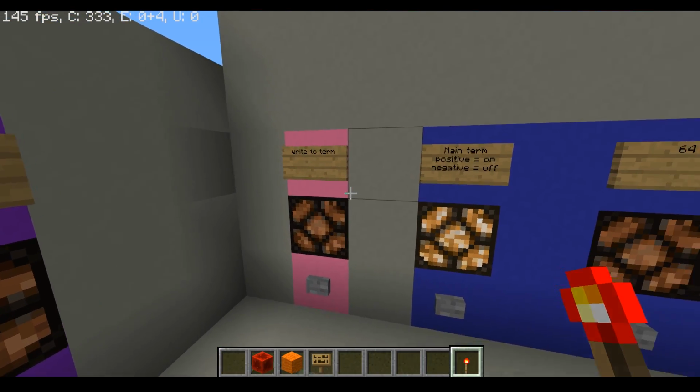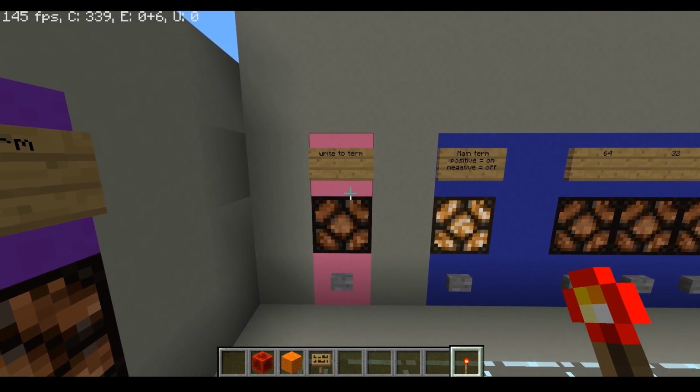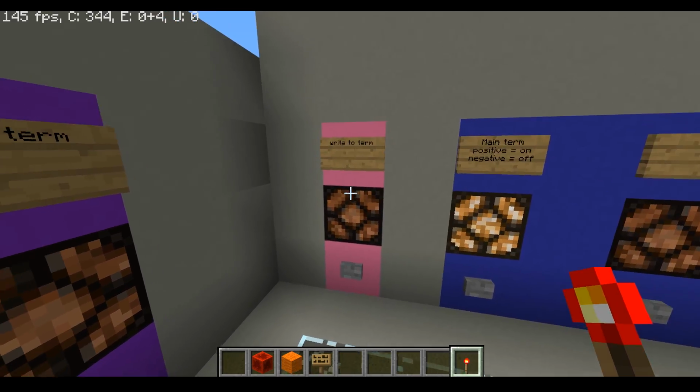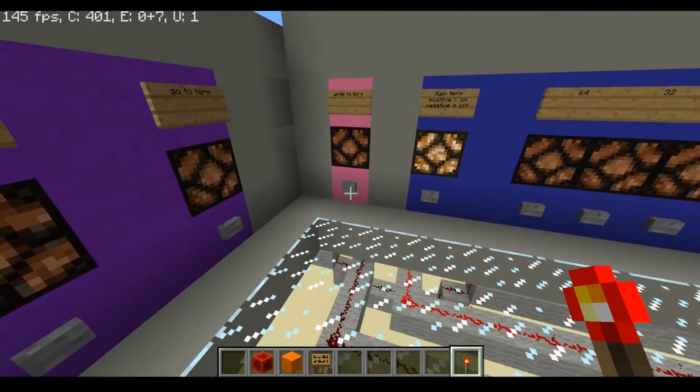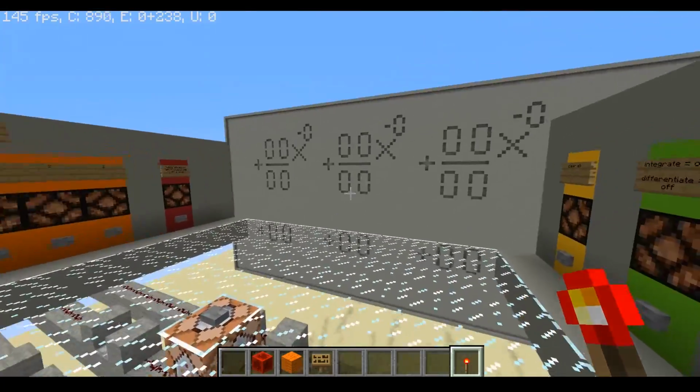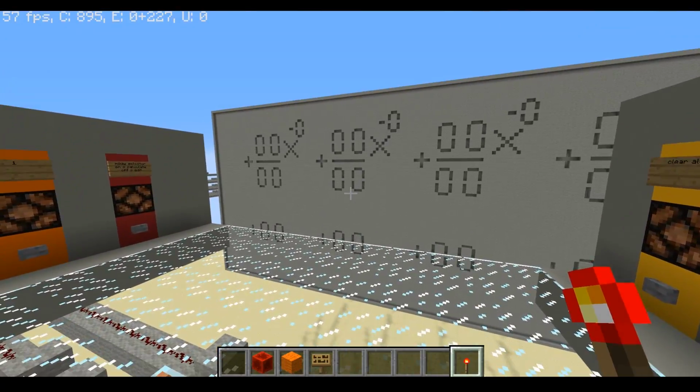This button right here is the write to term. Whatever you have selected in here and whichever is in the term selector, if you click that button, it would save into the register so it can be calculated by the ALU.